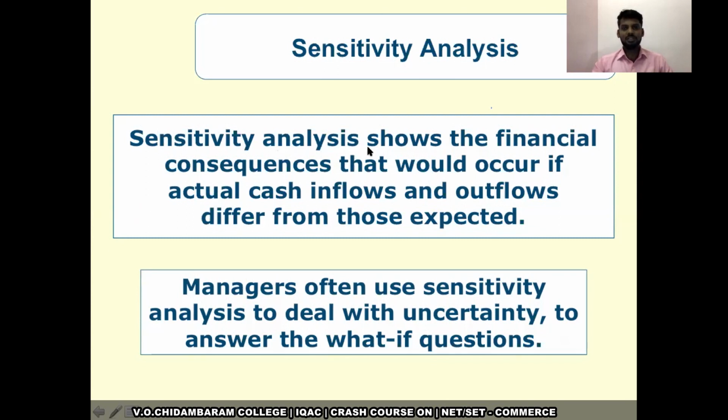Sensitivity analysis shows the financial consequences that would occur if the actual cash inflows or outflows differ from those expected. If it falls less than the expected, or if it goes more than the expected, what would happen? What would occur? That's what the sensitivity analysis means. Okay, it's all about what if questions. What would occur if it happens?